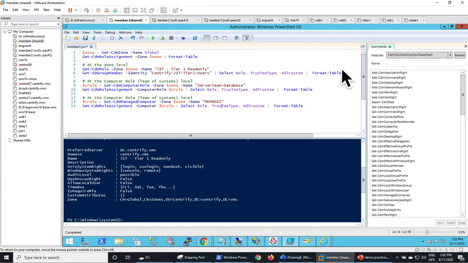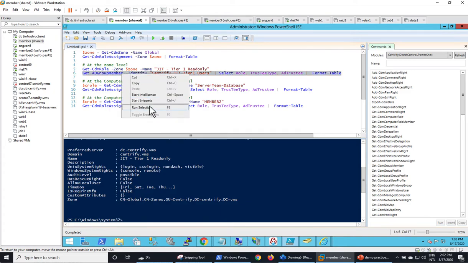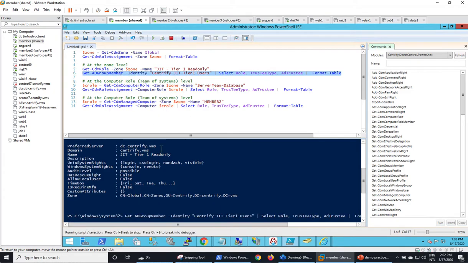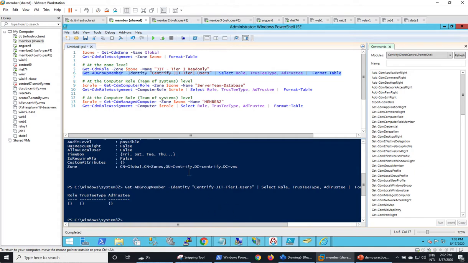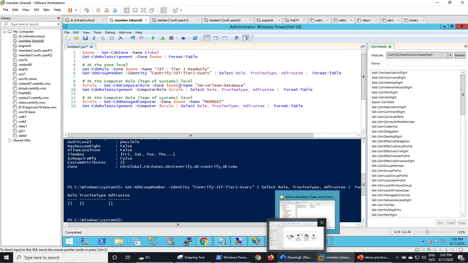And once you have the role, you could potentially say, well, I know the role, but I need to find out who are the members. And I can use an Active Directory commandlet to get it. For example, I want to know who's part of that group, and in this particular case, it's empty. Moving on to the computer role and to the system, it is the same type of cadence.